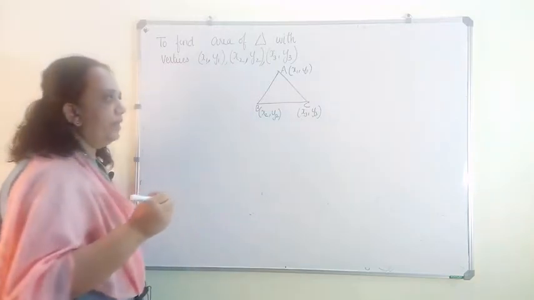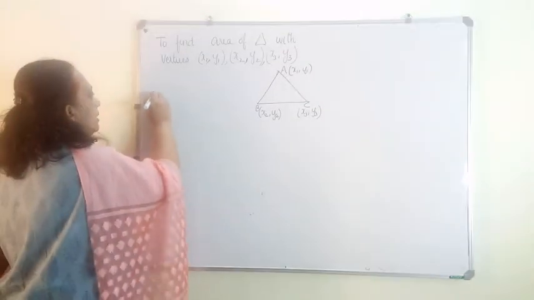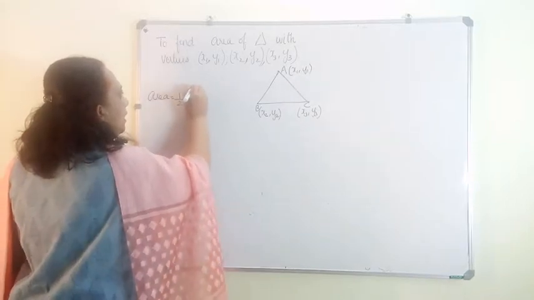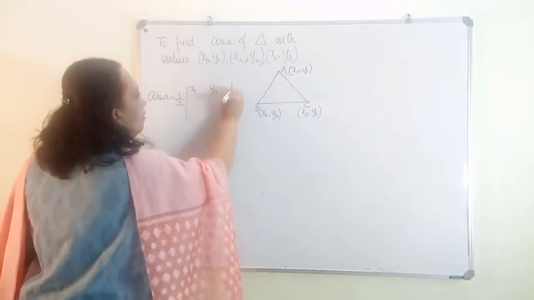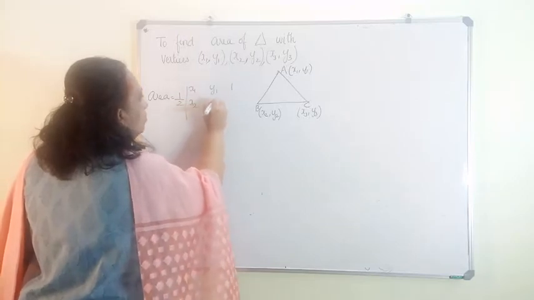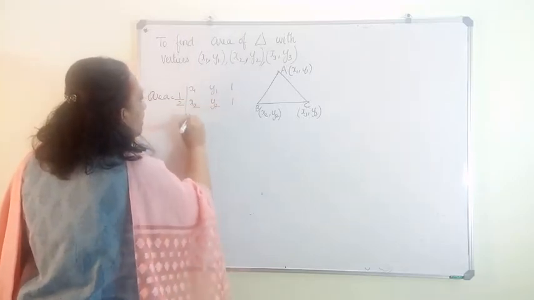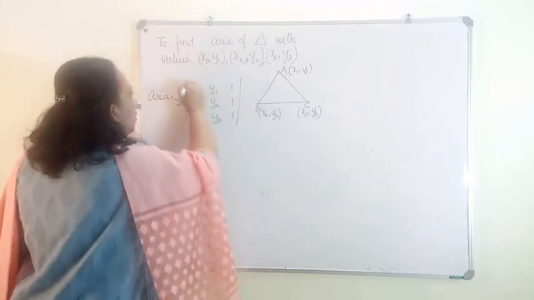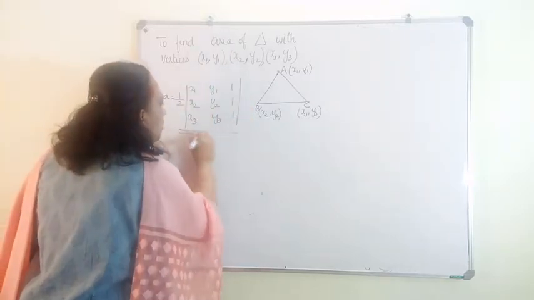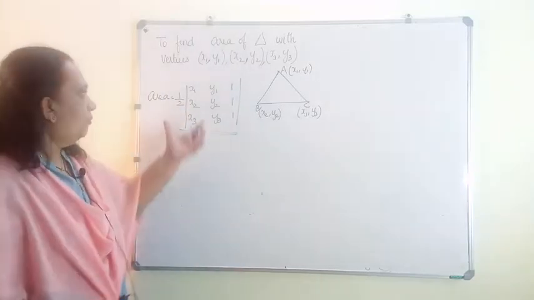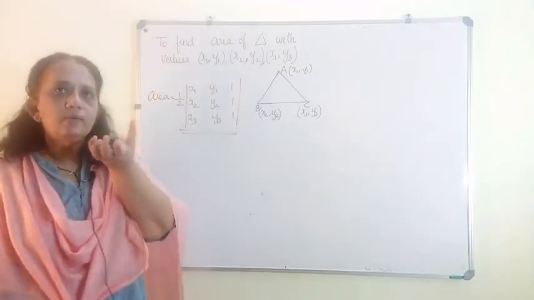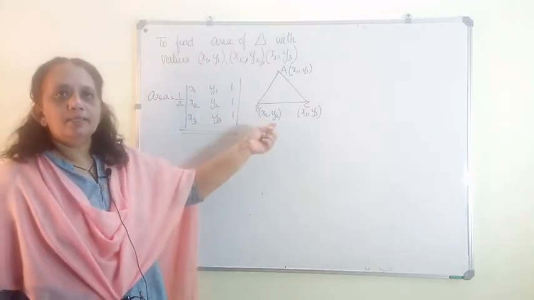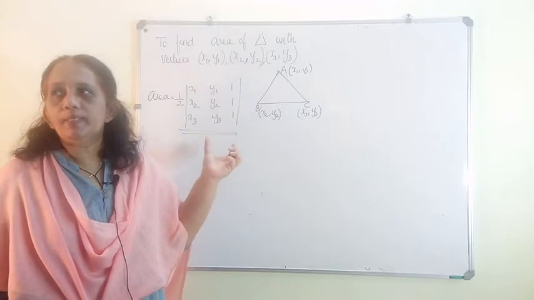The formula is very important. What is the area equal to? Area is equal to half into determinant x1 y1 1, x2 y2 1, x3 y3 1. And you know how to get the value of the determinant. So when you evaluate this determinant, you get a value that multiplied by 1 by 2 gives you the area of the triangle.